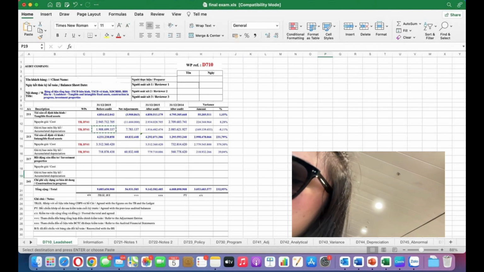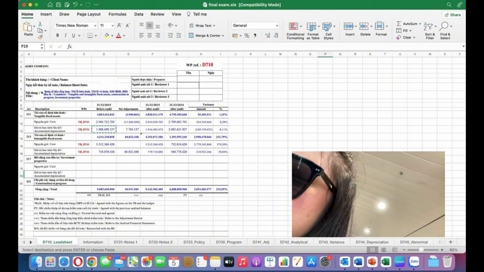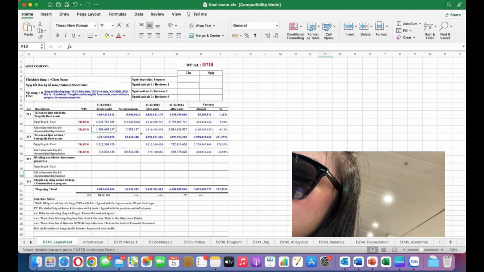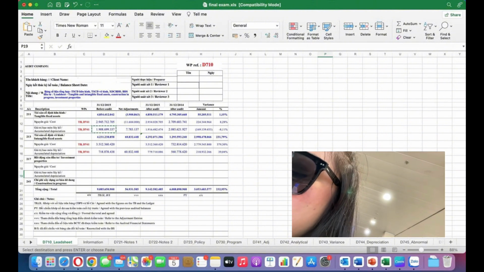Number 3, audit adjustments were made to depreciation. This March, the balance was confirmed with trial balance and supporting documents. Conclusion: the company showed strong asset growth from construction in progress, which was reviewed and supported during the audit.